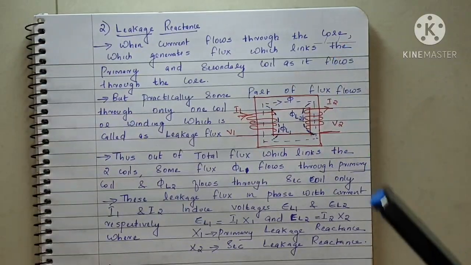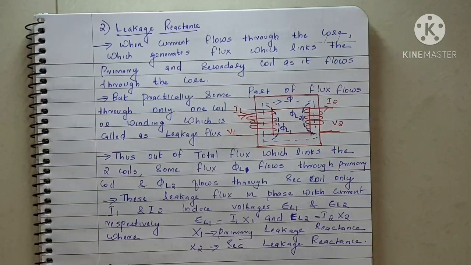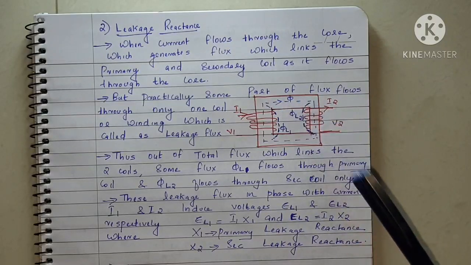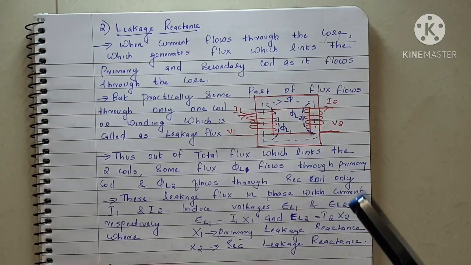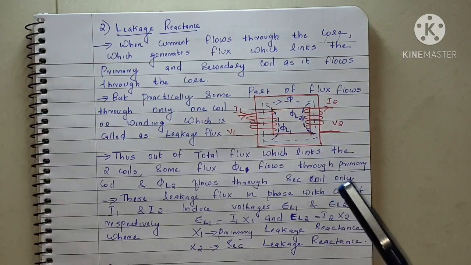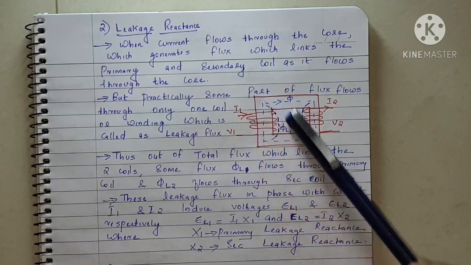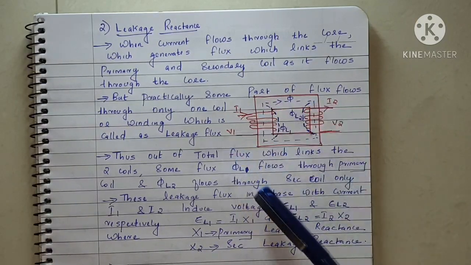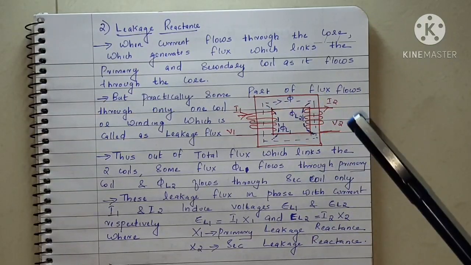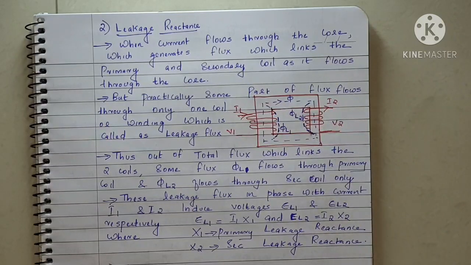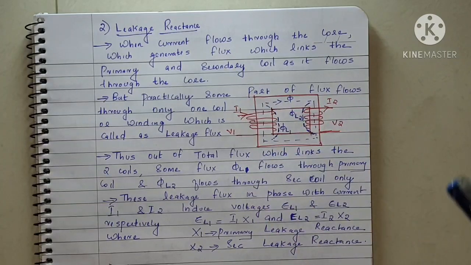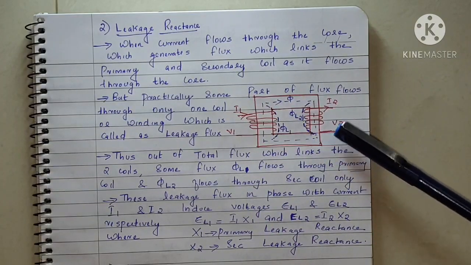Second parameter of a transformer is leakage reactance. When current flows through the core, it generates flux, which links the primary as well as secondary coil as it flows through the core. But practically, some part of flux flows through only one coil or winding, either primary or secondary, which is called leakage flux. Thus, out of total flux which links the two coils, some flux phi L1 flows through primary coil and phi L2 flows through secondary coil.